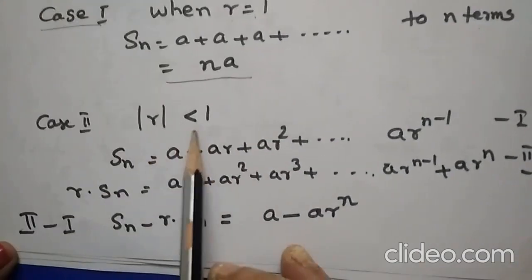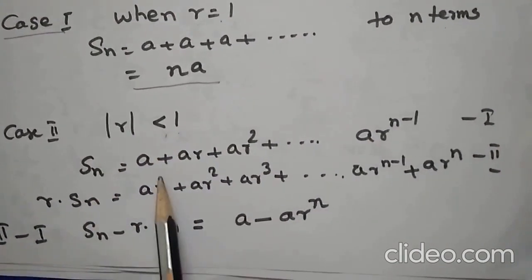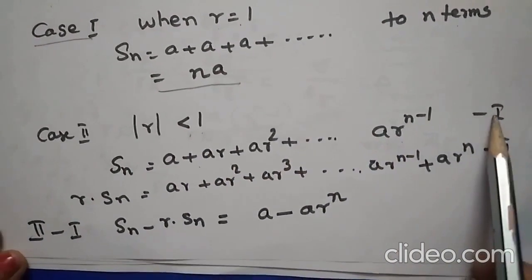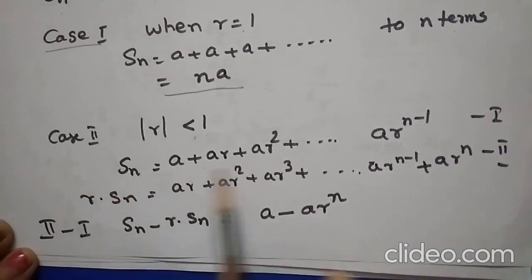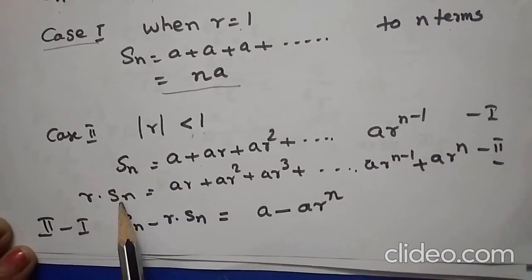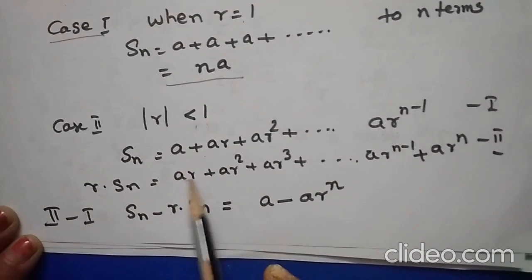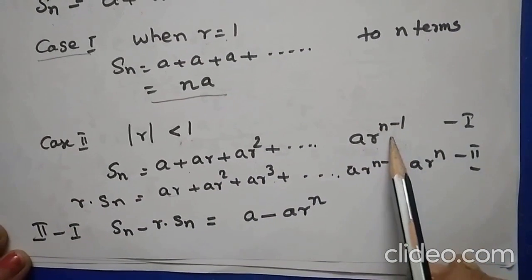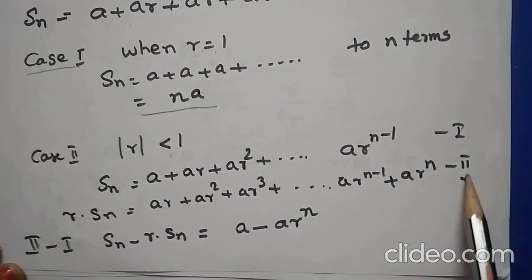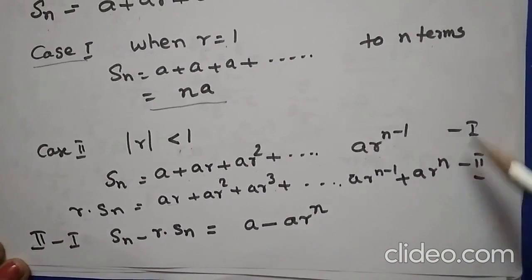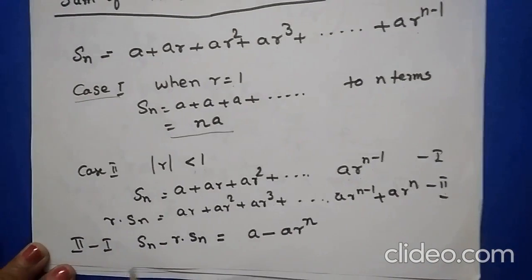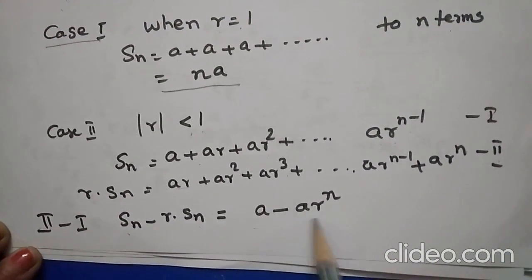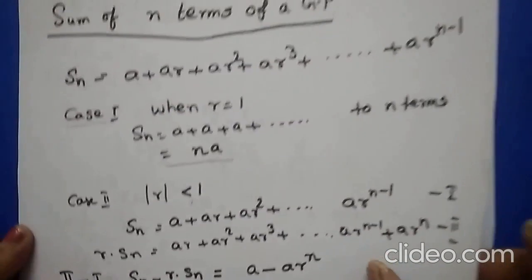Second case, if r is less than 1, Sn is equal to a + ar + ar² + ... + ar^(n-1). This is the first equation. Multiply throughout by r, you are getting r Sn is equal to ar, ar², ar³, ..., ar^(n-1) into r becomes ar^n. This is the second equation. Now subtracting the second equation from the first equation, Sn minus r Sn is equal to a minus ar^n.